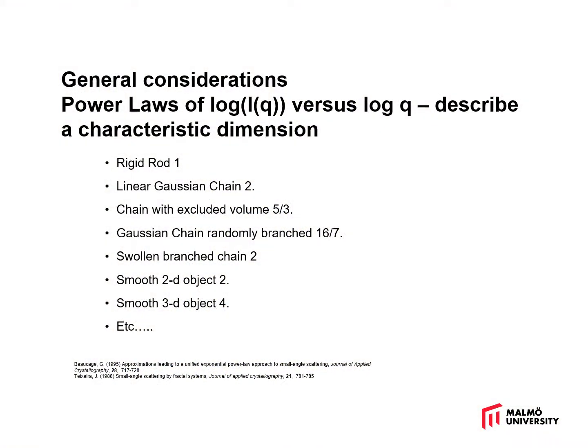And indeed, over an extended Q range, the log-log plot and its slope can describe many characteristic dimensions. So a slope of 1 is characteristic of a rigid rod. A Gaussian chain, or a normal polymer chain, has a slope of 2, and so on. So this log-log description can be quite useful in understanding the shape of the object at that particular length scale, or the fractal dimension of the object at that particular length scale.